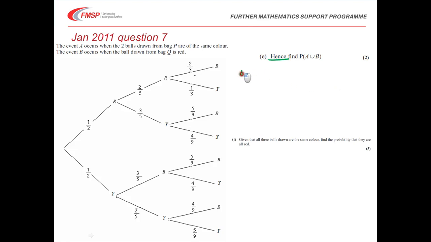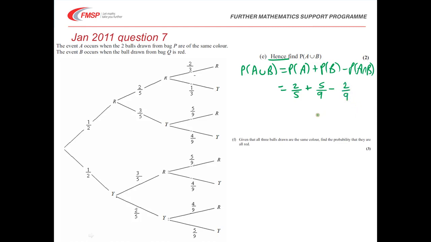For part E it says hence, so you must use what you've just done, the union of A and B. Using the additive rule or the sum rule, A union B is equal to the probability of A plus the probability of B minus the probability of A and B. In this particular case, we've worked out that the probability of A is 2/5, the probability of B is 5/9, and we've just been asked to demonstrate that A intersect B is equal to 2/9.